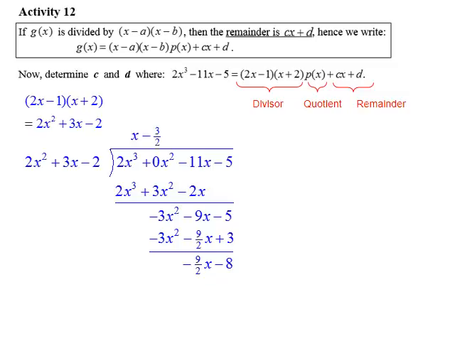Now we were asked to find c and d, where the remainder is cx plus d, so that simply means that c is negative 9 over 2 and that d is negative 8.